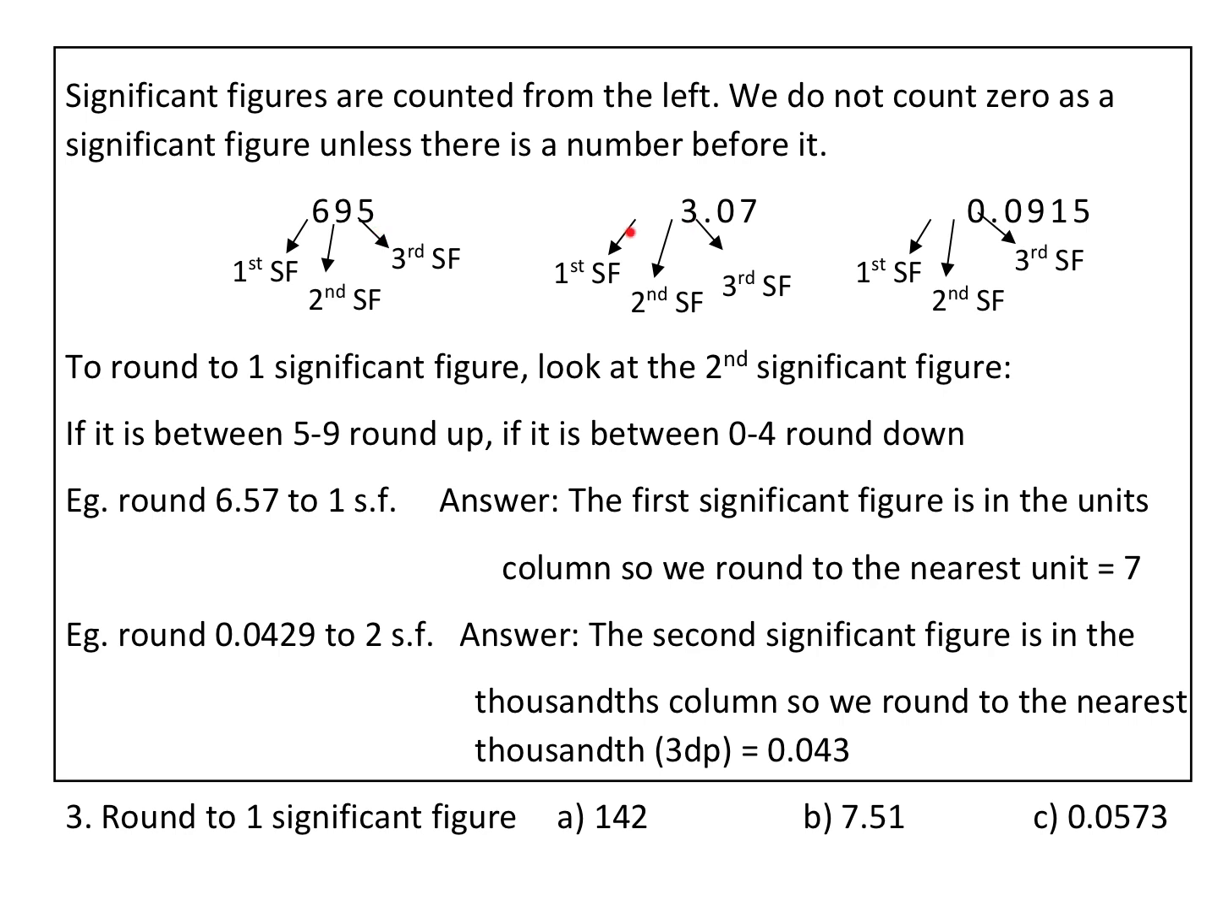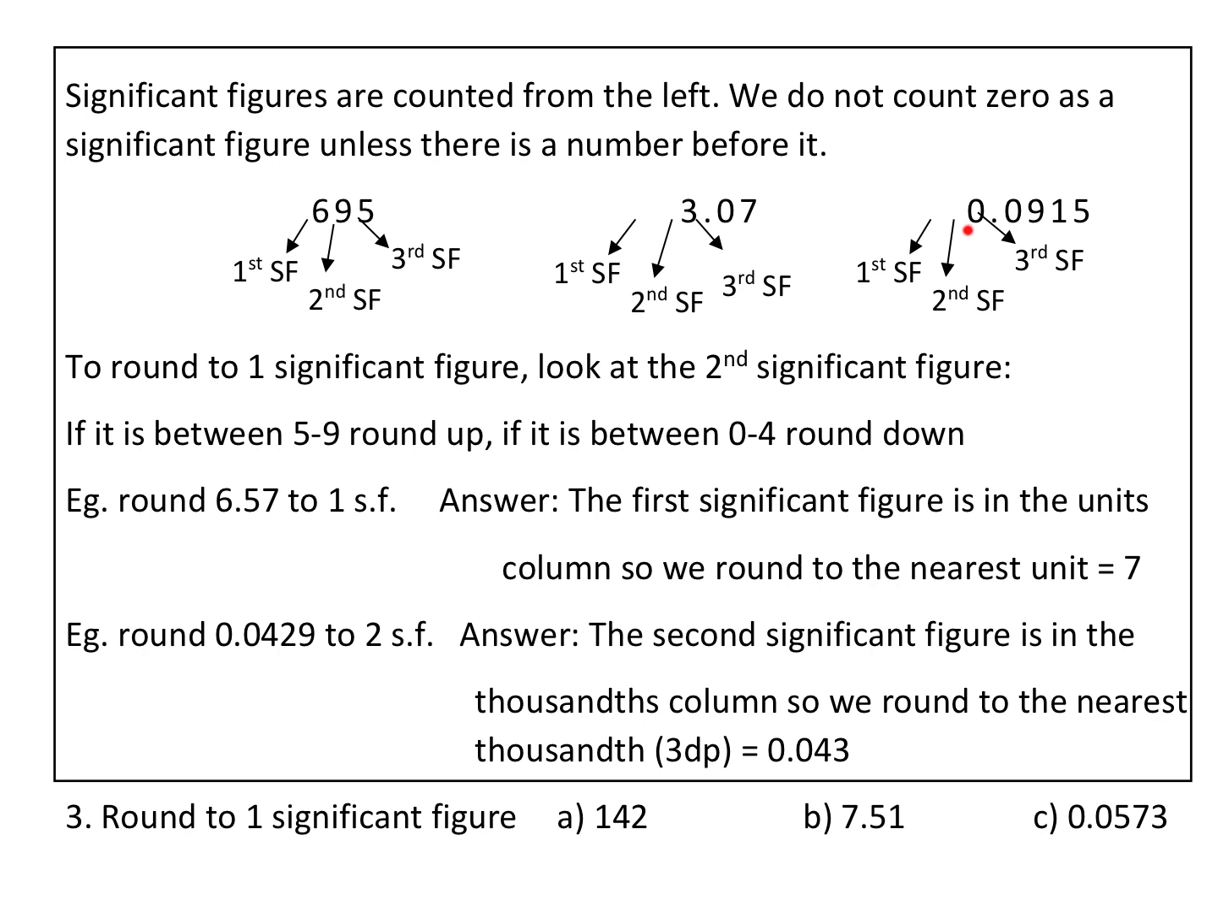For this one, excuse the arrows in their slightly wrong position, we've got 3 as the first significant figure. The 0 is the second significant figure, even though it's a 0, because it's after a non-zero digit, it counts as a significant figure. And then the 7 is the third significant figure.